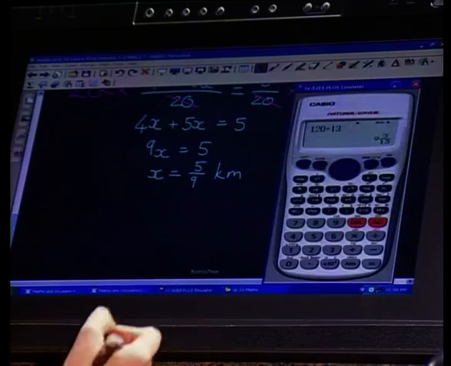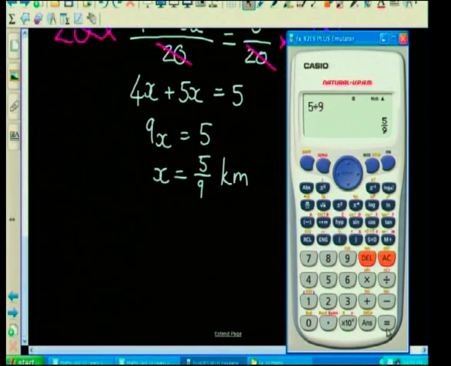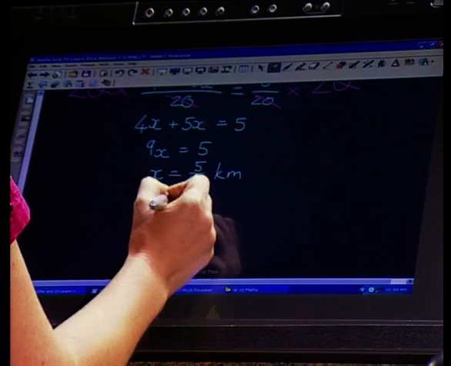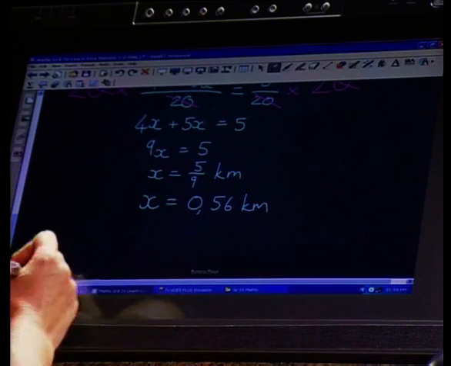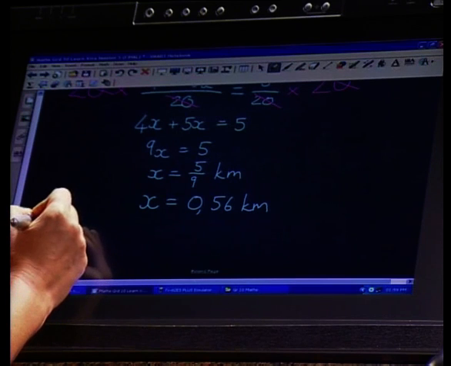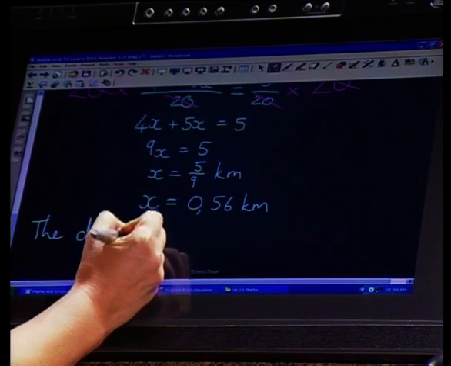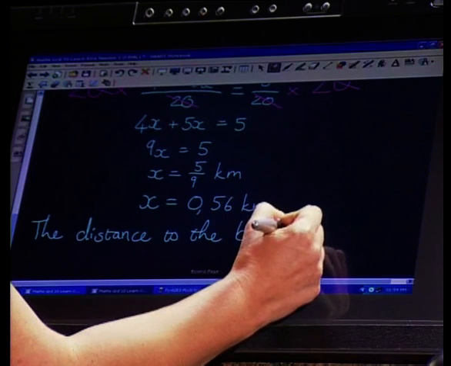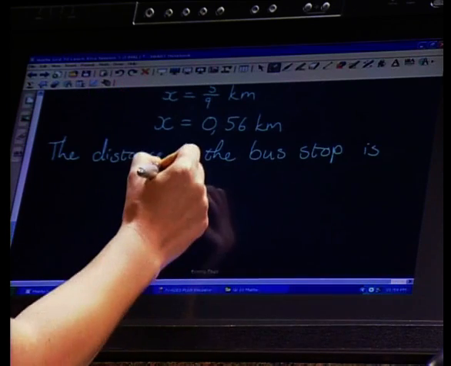Let's work out what that is in real numbers. So 5 divided by 9 is equal to 0,56, we'll round it off to, which is x is equal to 0,56 kilometers. The last step would be to write it in a sentence. The distance to the bus stop is 0,56 kilometers.